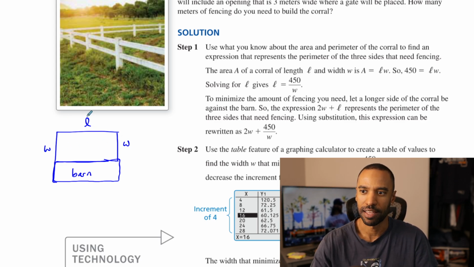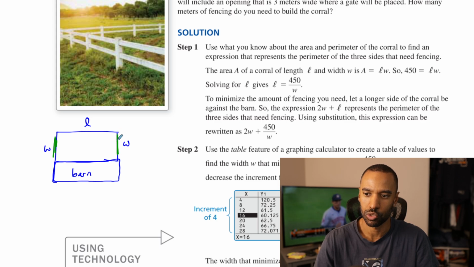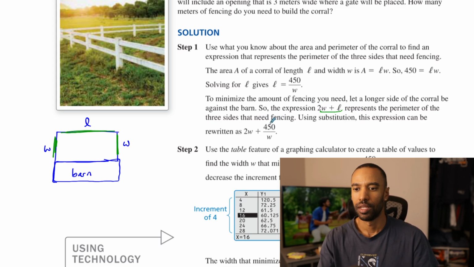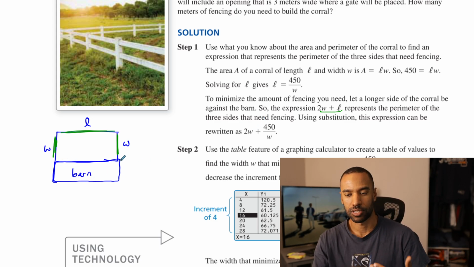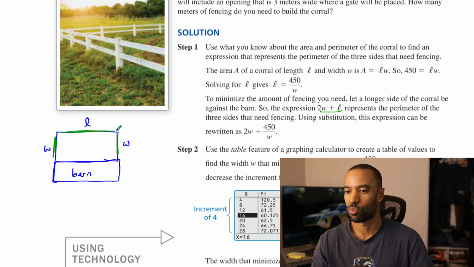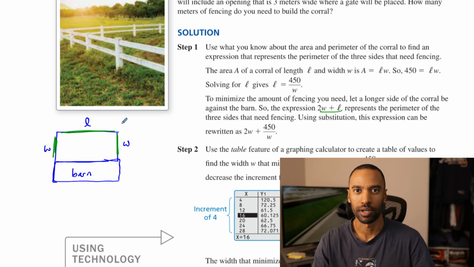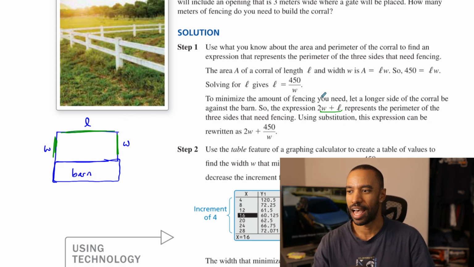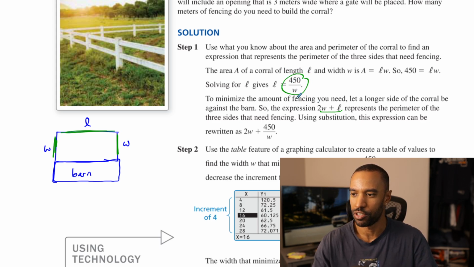If this is our barn, then these are our widths, shorter than that other length. So the perimeter of the fencing is going to be this width plus that width plus that length, or 2W plus L. Not 2L, because the barn doesn't have any fencing on it. So that's just the representation. That's where the drawing kind of works. I don't know where the 3 feet of fencing works just yet. But there's that. But L is also 450 over W.